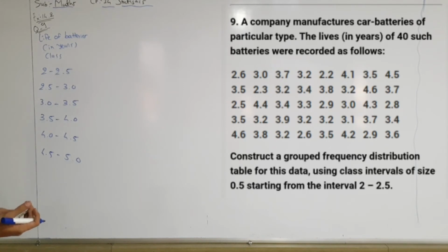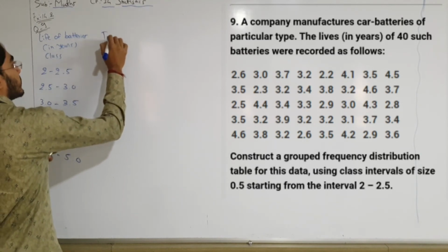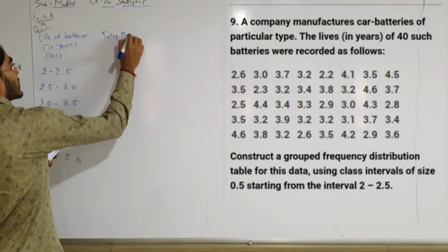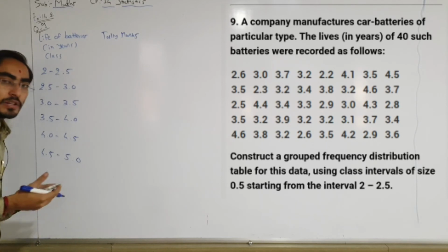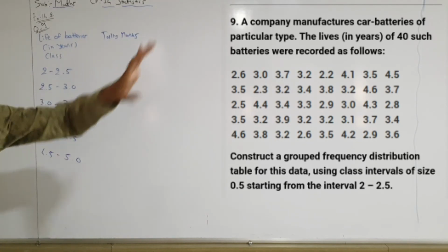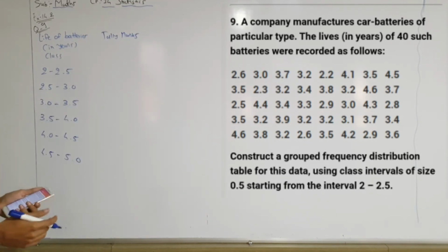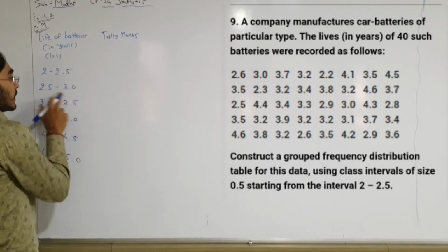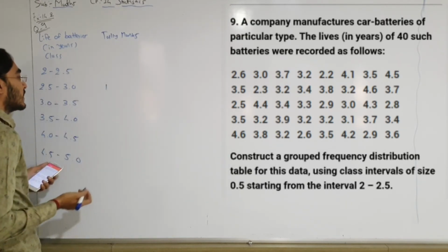Okay, now after making the class interval, our next step is tally marks. Okay, so we just go through it horizontally. Our first number is 2.6, that is covered in this class, so here we need to mark the tally marks.